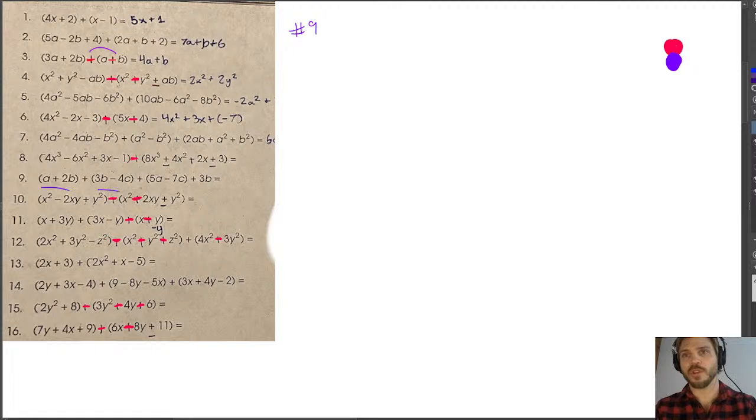So now we have 1, 2, 3, 4 quantities here. None of these are negative, so we can just take the parentheses away and do it normally. Okay, I don't even think it makes sense to rewrite these. Let's do it right here. A plus 5a is 6a. And then we've got 2b plus 3b plus 3b. That is 8b. Then we've got negative 4 minus 7. That is negative 11c.